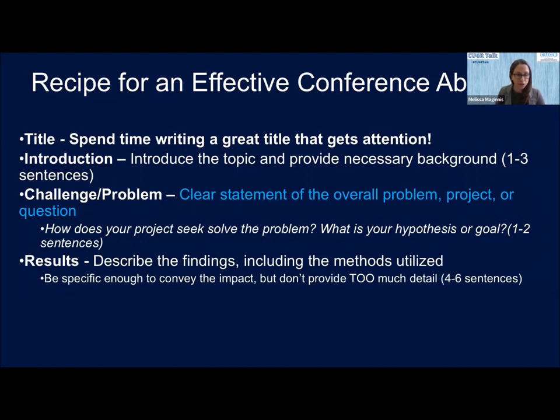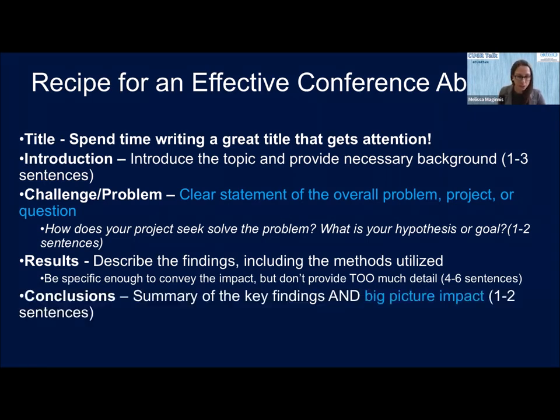And then the meat of your abstract are the results. So this is where you're going to describe the findings, and you want to give some mention to the methods that were utilized. You don't have to give too much detail here, but you want to provide enough specific information so that you convey the impact of your research. And this portion is about 4 to 6 sentences. And then you move on to the conclusions. And in the conclusions, this is really your summary of the key findings, but also you want to state how this relates to the big picture impact.